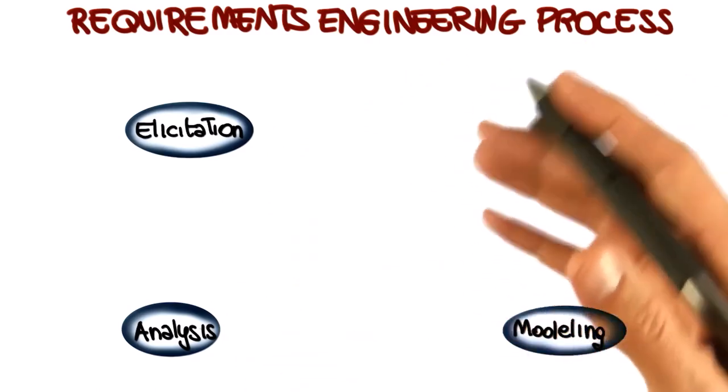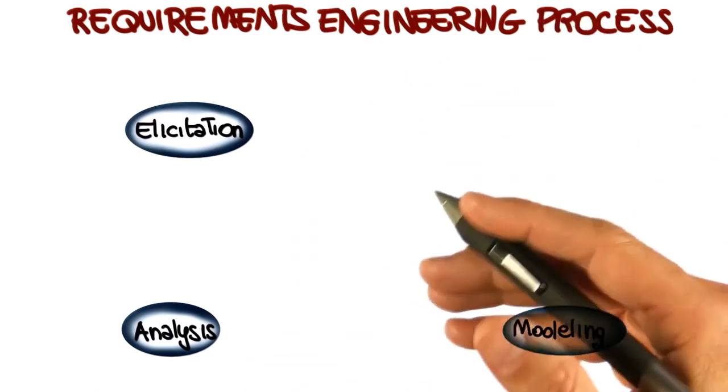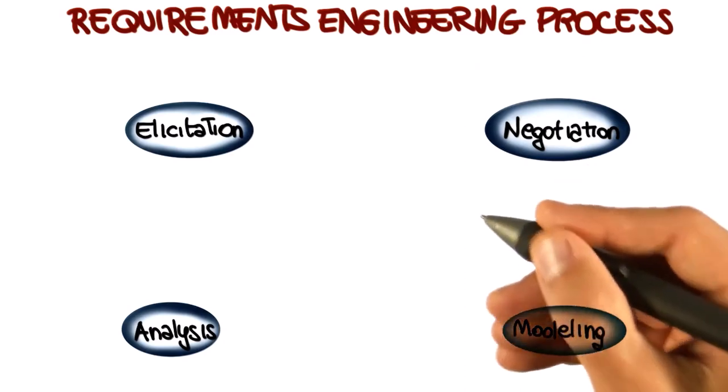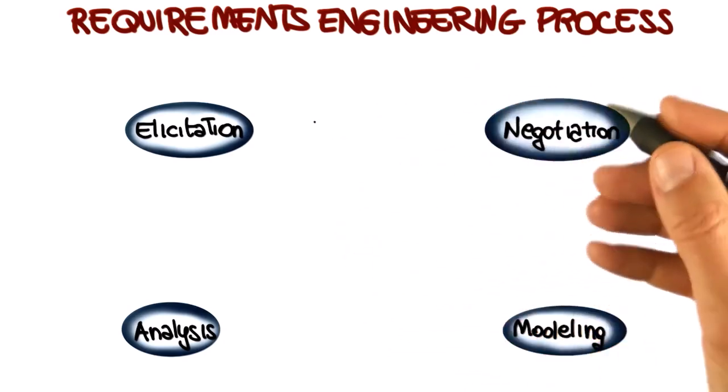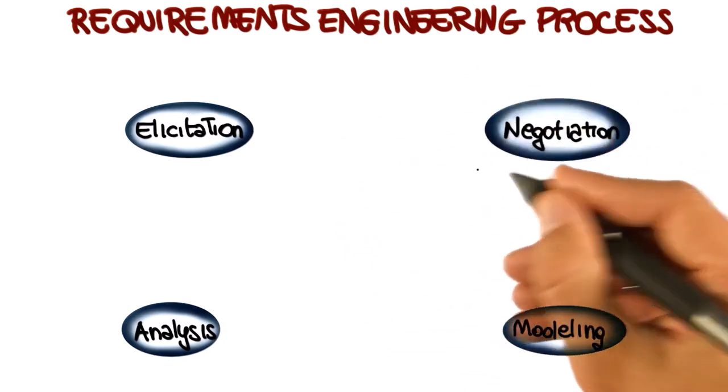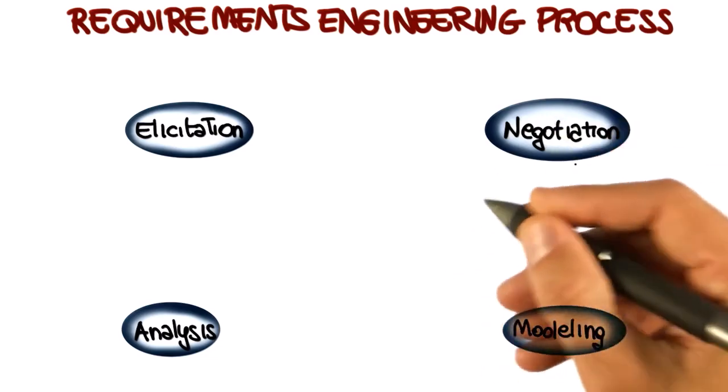And there is actually a fourth step that we kind of mentioned but not explicitly. And this is the negotiation that can happen between the stakeholders and the developers, during which requirements are discussed and modified until an agreement is reached.